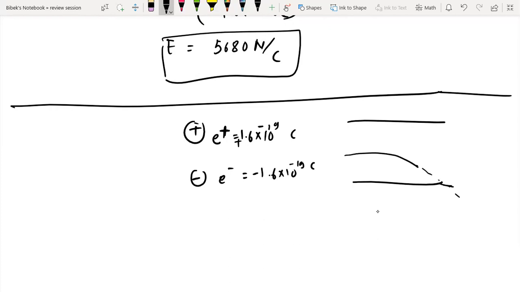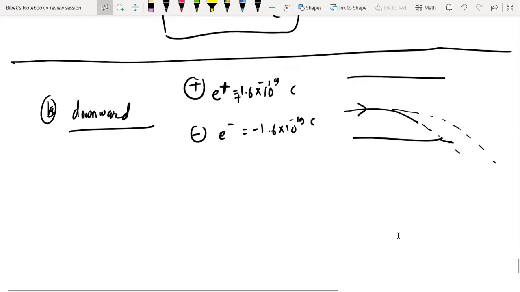But we don't know if the trajectory is going to be like this or like this, but we know it's going to be downward, because it's a positive charge. That's one conclusion.